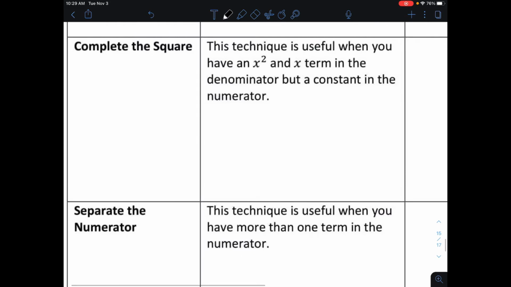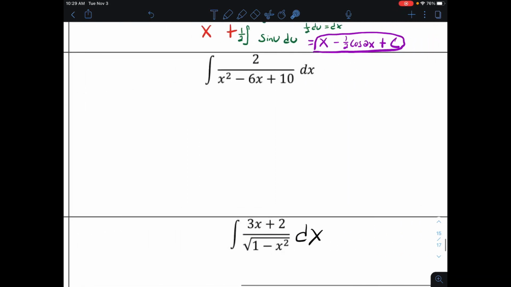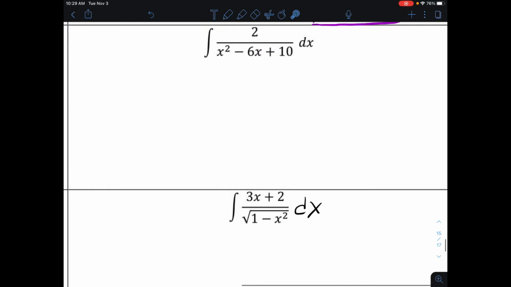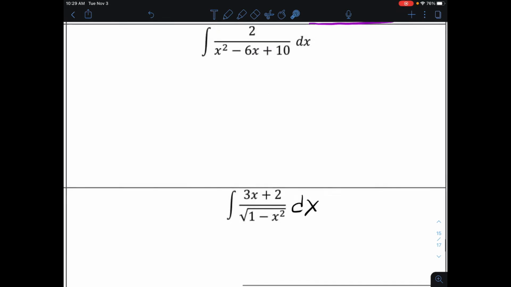All right, so the next technique we're going to look at would be when we would have to complete the square. Now, the technique of completing the square is useful when you have an x squared term and an x term in the denominator, and you have a constant in the numerator. And so we look here at an example where we would go through the process of having to complete the square. And so I have 2 over x squared minus 6x plus 10.